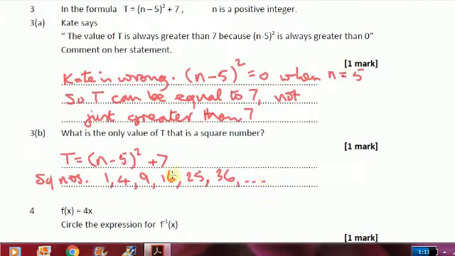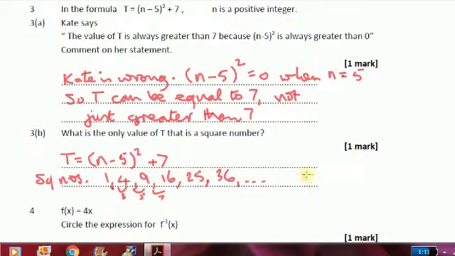Now looking at these square numbers, we can see that we've got to go from one square number to the next. Let's work out the difference between one square number and the next. 1 to 4, there's a difference of 3. 4 to 9, there's a difference of 5. 9 to 16, there's a difference of 7.